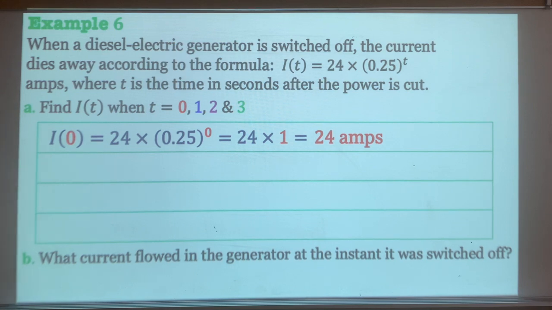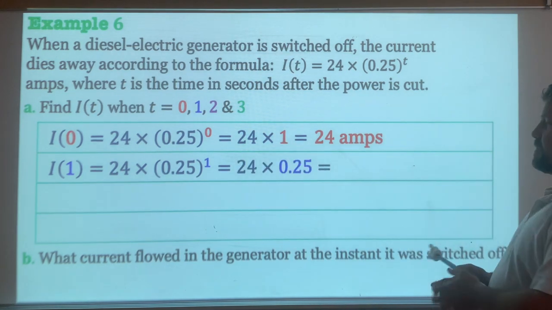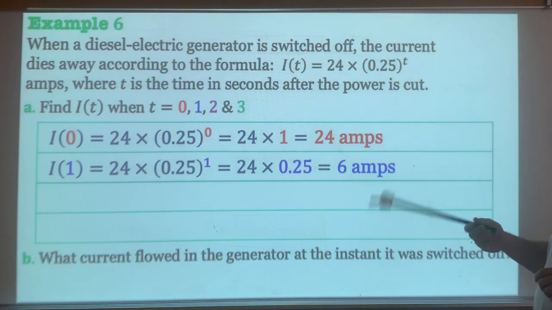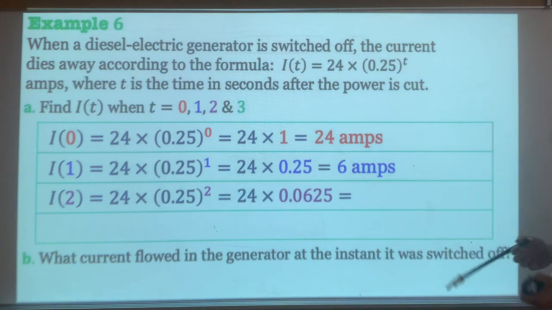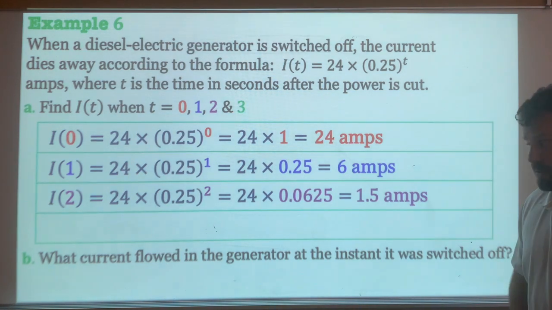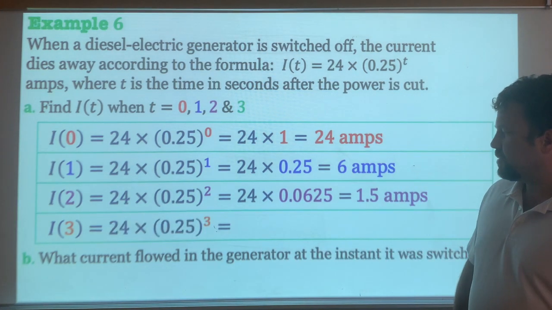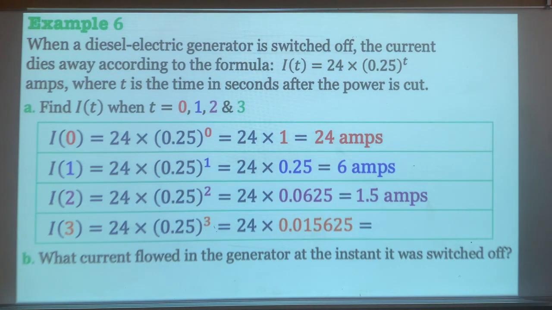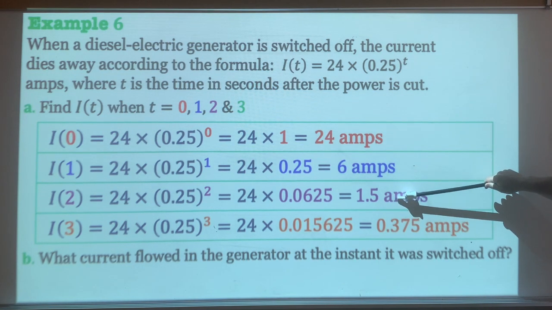I(1) equals 24 times 0.25 to the first power, 24 times a quarter, 24 divided by 4 is 6 amps. I(2) is 24 times 0.25 squared, 24 times 0.0625, which is approximately 1.5 amps. I(3) is 24 times 0.25 to the third power, which is 24 times 0.015625, or 3/8 of an amp. Notice 24, 6: you're dividing by 4, then you're dividing by more and more every time you go down. Right?